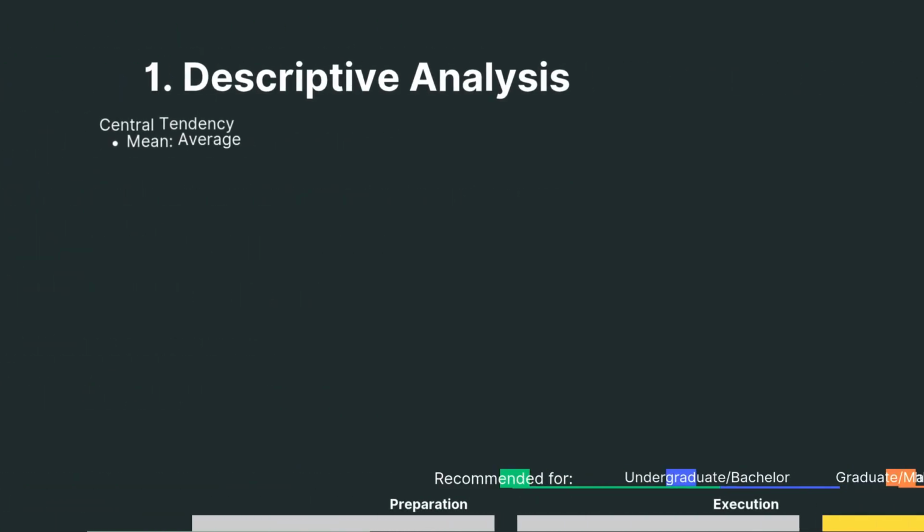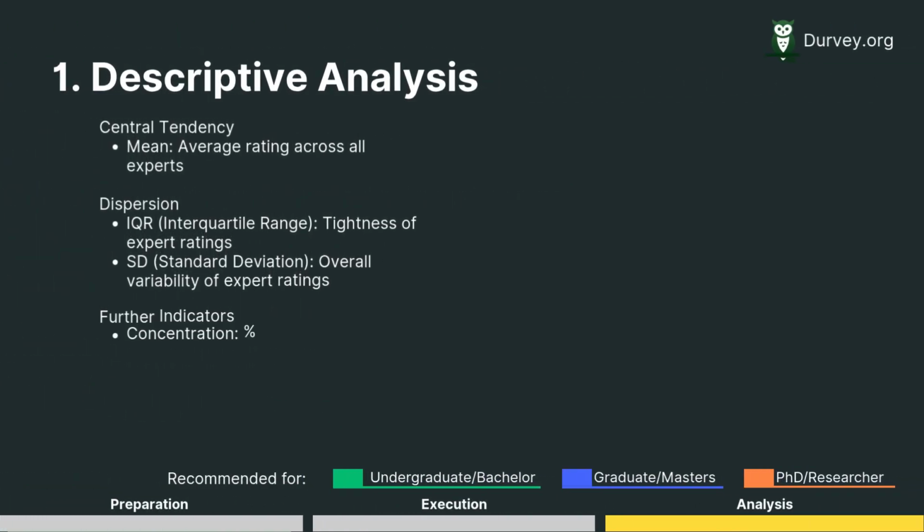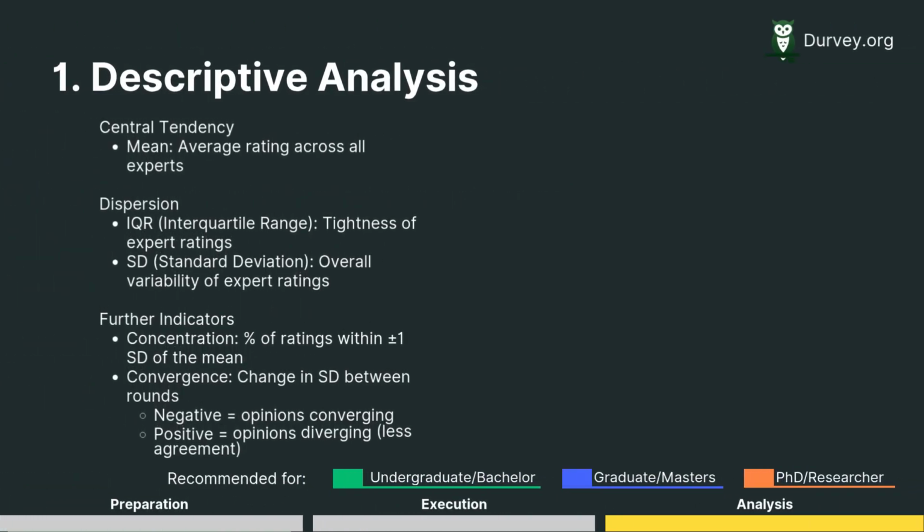We start with central tendency, the mean, which shows where most experts placed an item. Next is dispersion, how much ratings vary. The interquartile range, IQR, shows how tightly experts cluster. A small IQR signals strong agreement. The standard deviation, SD, gives a broader sense of overall variability.